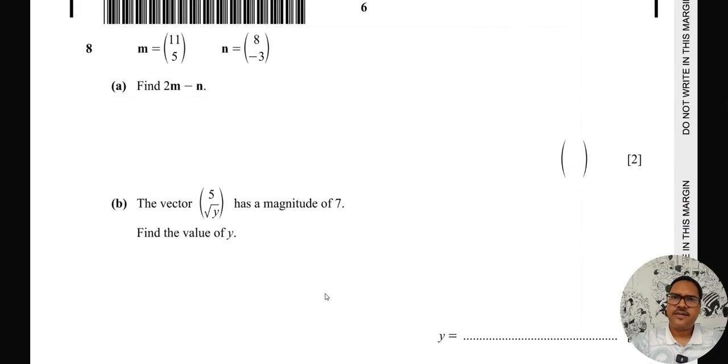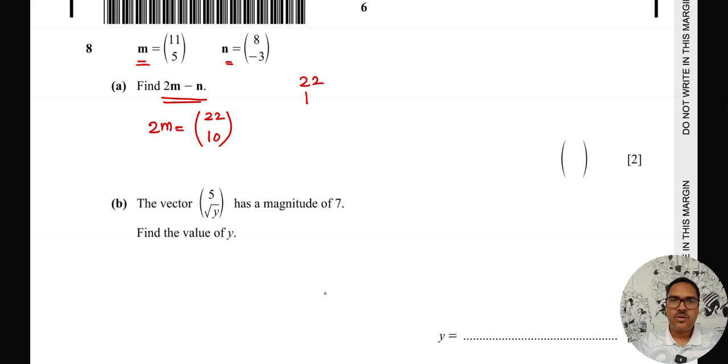Now the next question is on vectors. Again, a pretty easy question. You have to just find 2m minus n. This m vector is given, n vector is given. Now if you have to multiply any vector with a number, so this is 2m. What is 2m? You will just multiply both of these. This is 22 and 10. Correct?